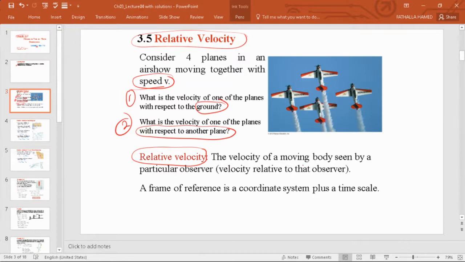So the velocity of a moving body seen by a particular observer, we say velocity relative to that observer. So it depends from which frame. A frame of reference is a coordinate system plus a time scale. That means if someone is moving and things like that, that's how we measure things.